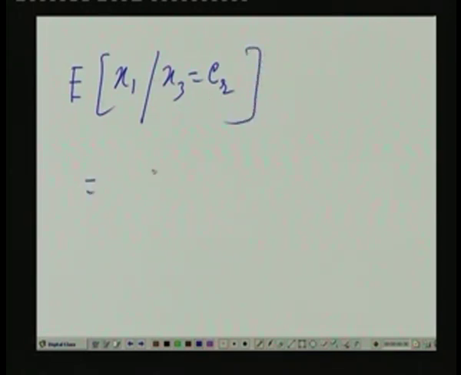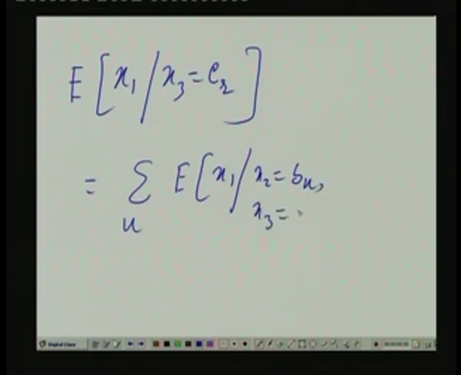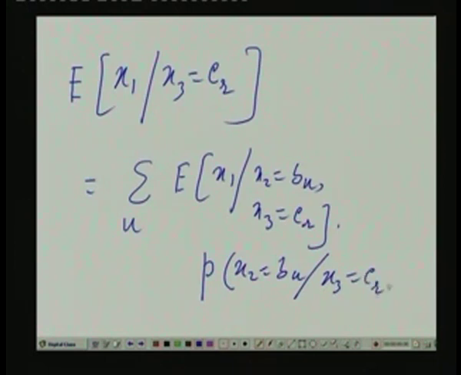You can easily extend this logic, you can make a summation over k of E of x1 given x2 equal to b_k, x3 is equal to c_r, multiplied by the probability of x2 is equal to b_k given x3 is equal to c_r, and summation over k. Like earlier we had an integral, now we have a summation.